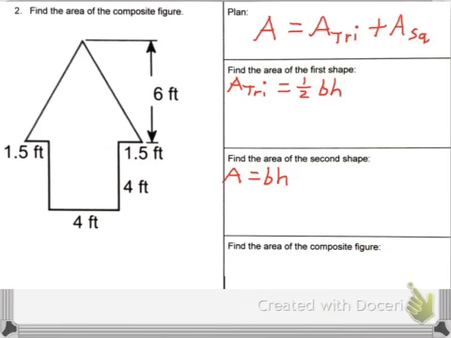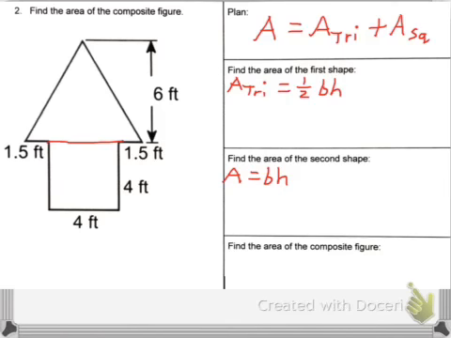Okay, let's move to number 2 now. Once again, composite area here, we have two figures that are drawn together. Pretty easy to see at the top here that we have a triangle. If we extend this line right here, there's a triangle at the top, and at the bottom we'll have a square. So to find the composite area, we'll add the area of the triangle plus the area of the square.